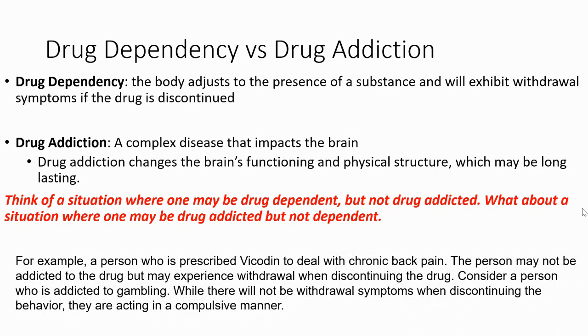So consider a person who is addicted to gambling. While there may not be withdrawal symptoms when discontinuing the behavior, they're acting in a compulsive manner and are considered addicted to gambling, where gambling has changed the brain's functioning and physical structure, but their body will not go through withdrawal because there's not a physical substance you're putting in your body.